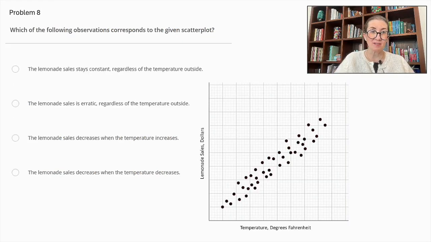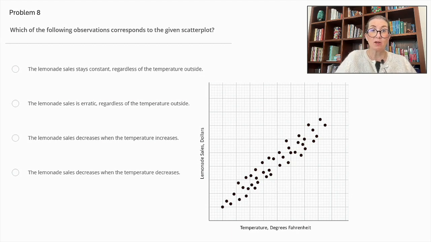Problem number 8. Which of the following observations corresponds to the given scatter plot? The lemonade sales stay constant regardless of the temperature outside. The lemonade sales are erratic regardless of the temperature outside. The lemonade sales decrease when the temperature increases. The lemonade sales decrease when the temperature decreases.